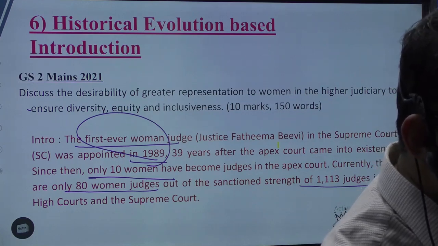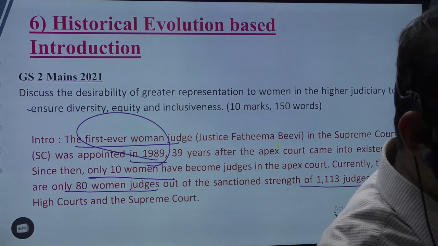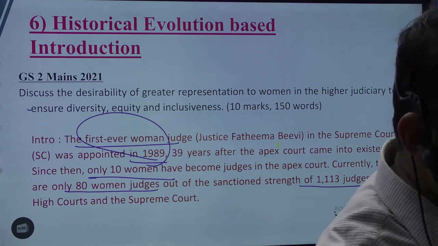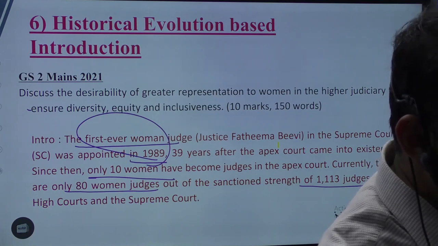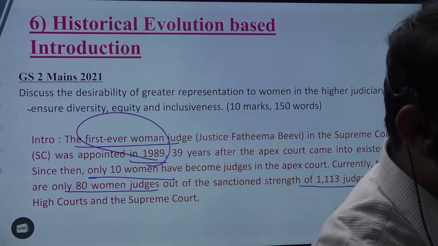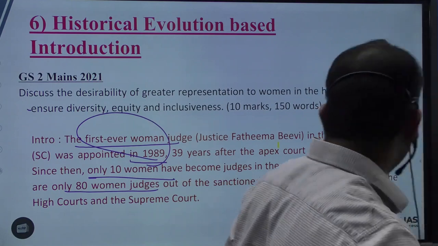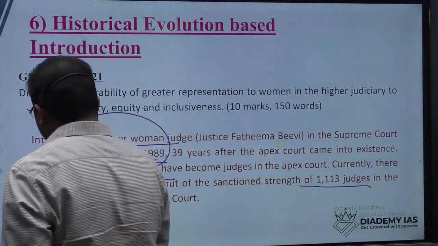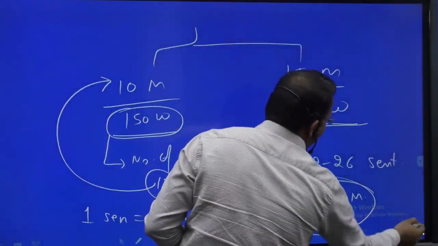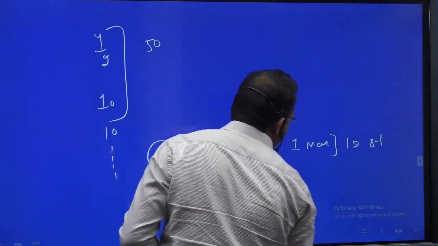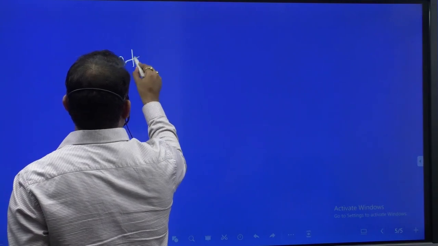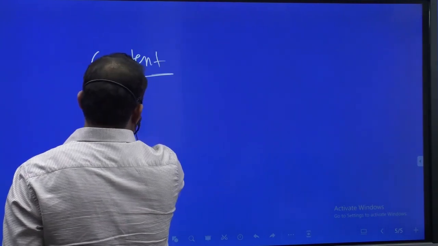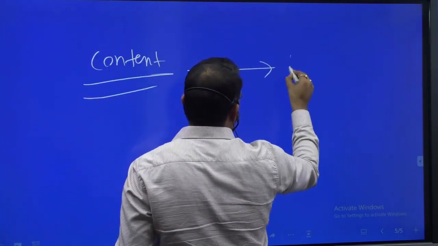Gurjeet is asking, sir, jab hum starting mein answer likhna start karte hain, to hume dekhkar likhna chahiye, fir pehle content read karo, fir likho. Yes, you can do that, not a problem. See, very good question, because there is a problem in answer writing. The problem is, we think that we should have the good content, and after that we will start answer writing.